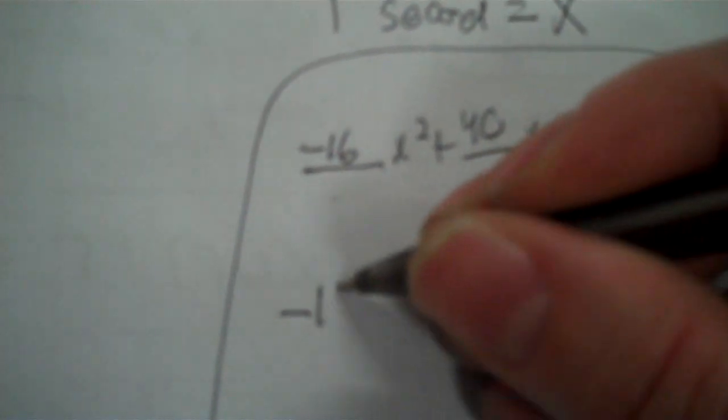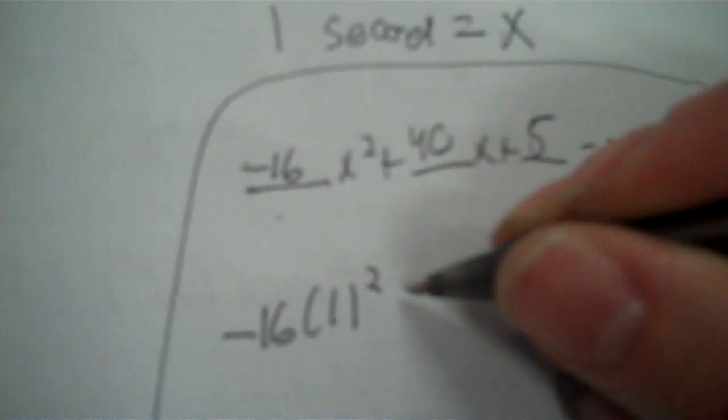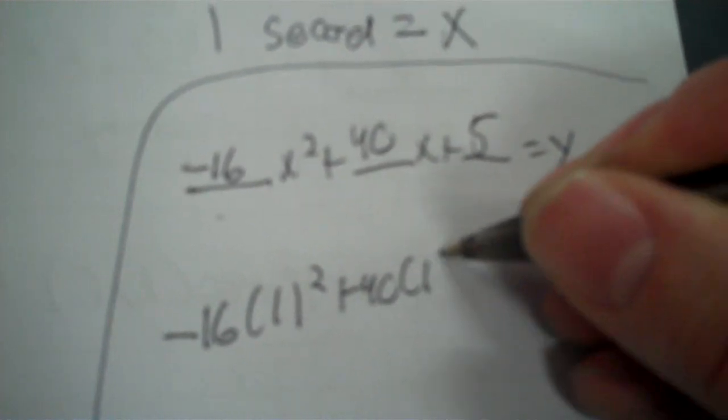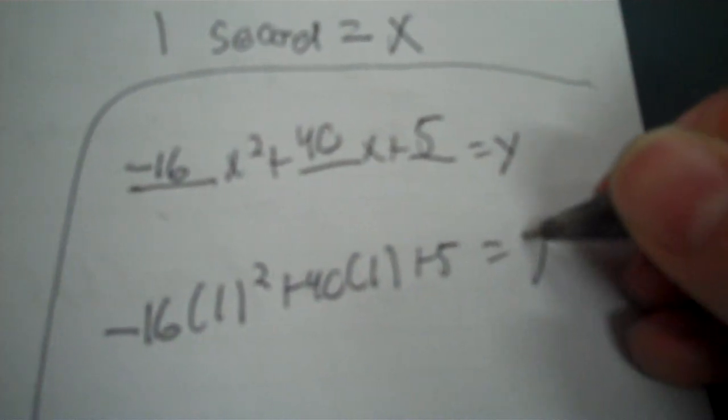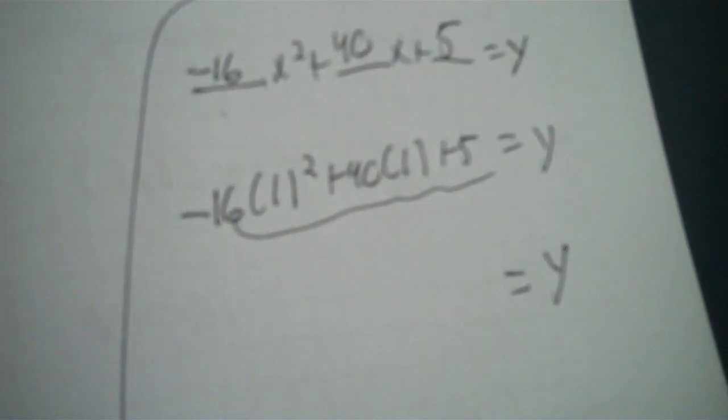Seconds is x. Good, I love it when they're x's. So negative 16, parentheses 1 to the second, plus 40, parentheses 1, plus 5 equals y. You already got y by itself. You just plug in the formula. Okay, it's 29, by the way. So 29. So not much lower than the maximum.